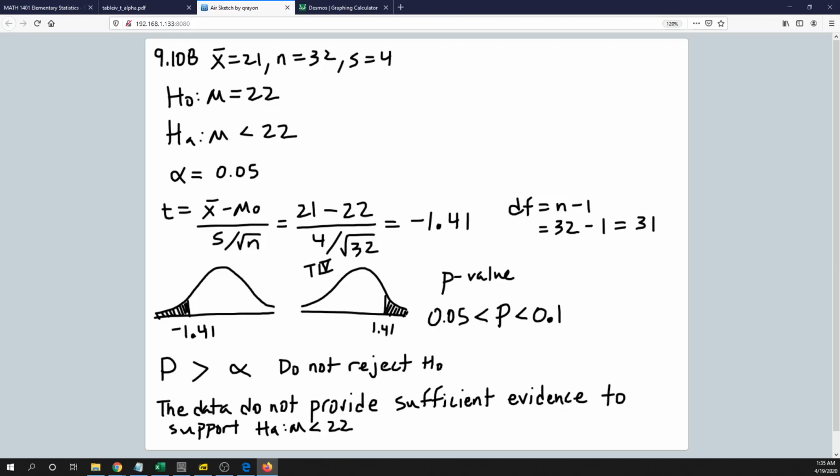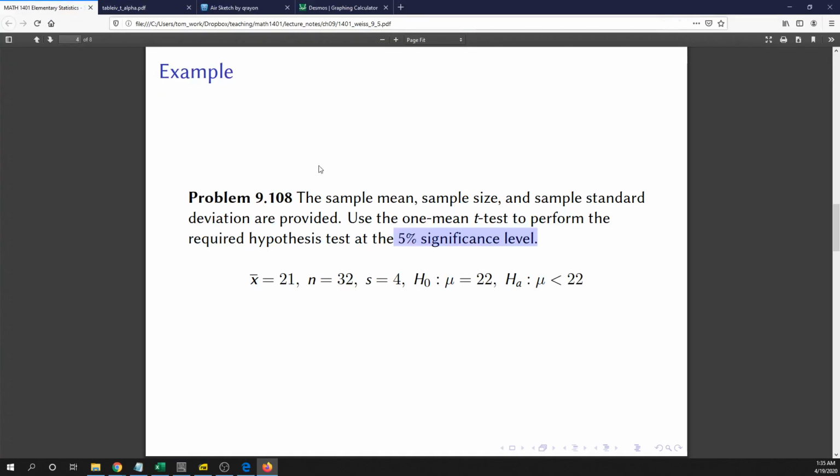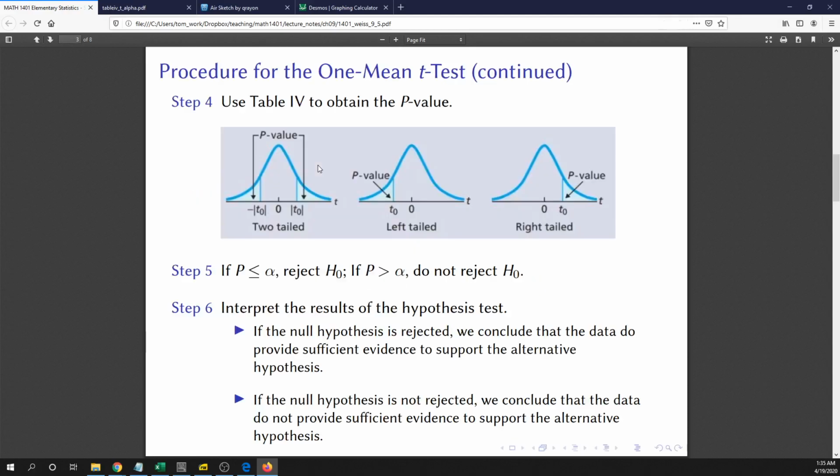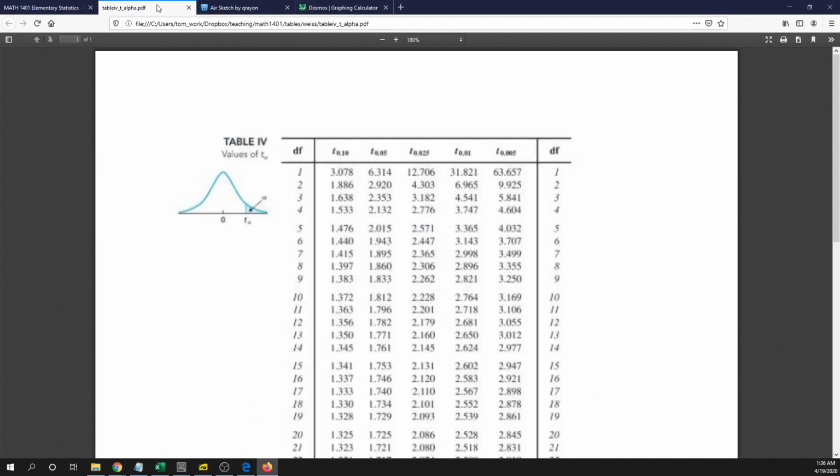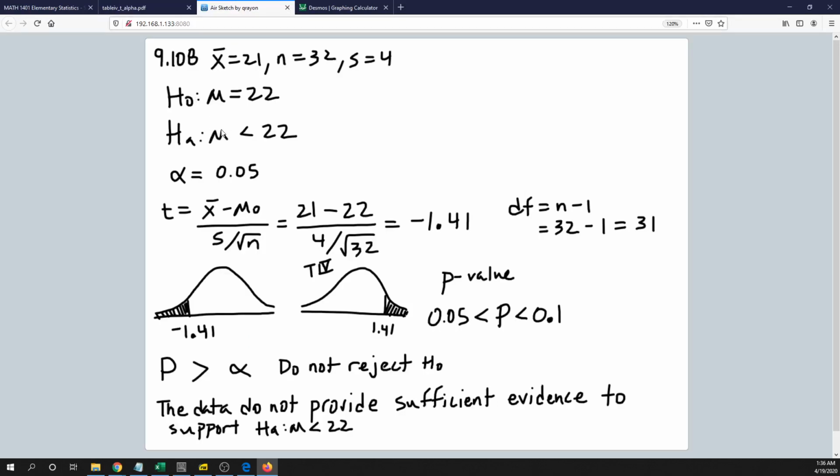Okay, so again, where am I getting this conclusion from? That comes exactly from this thing right here. We conclude that the data do not provide sufficient evidence to support, and then whatever the alternative hypothesis is. So when you interpret the results, it's going to be one of these two sentences, with the alternative hypothesis being customized to whatever the alternative hypothesis is in the problem. In this case, it's mu less than 22.